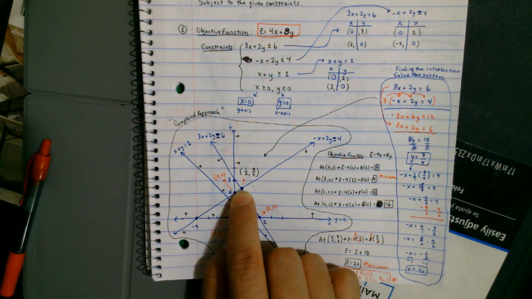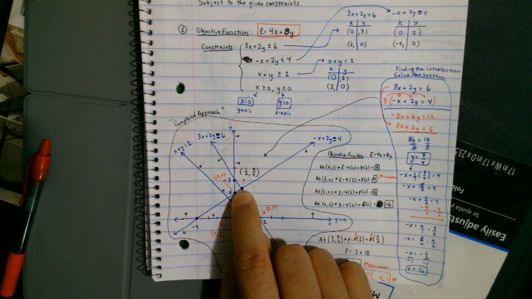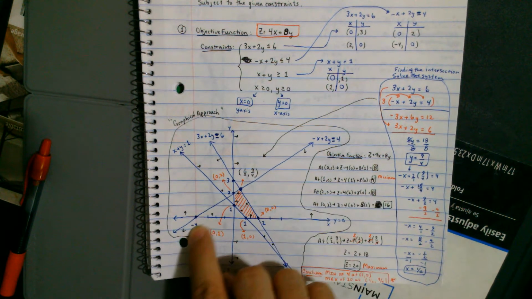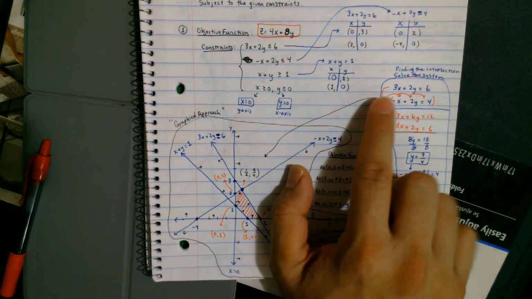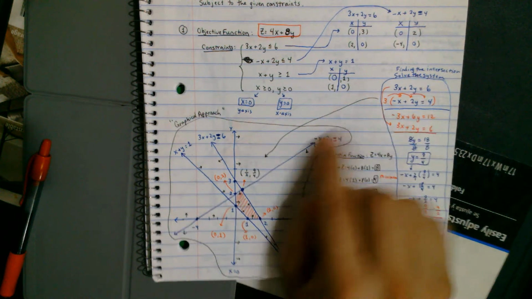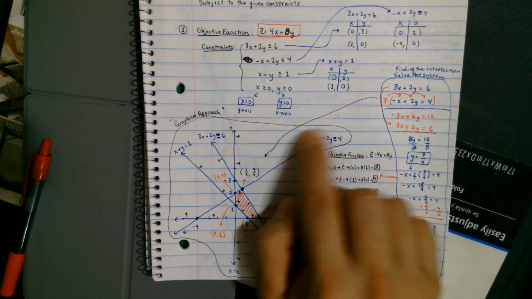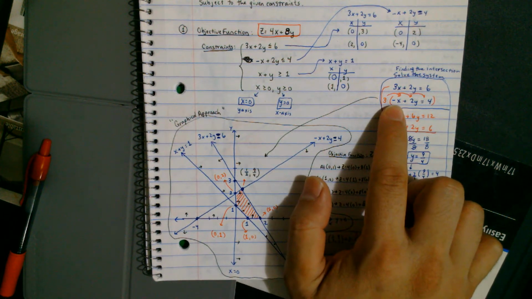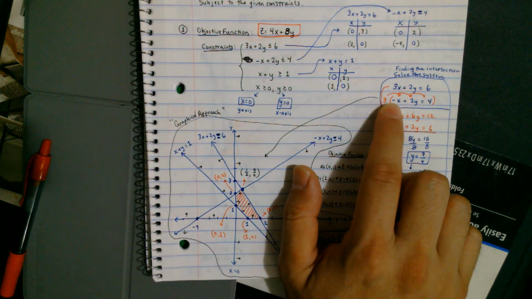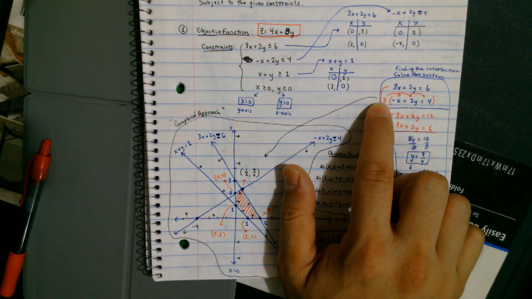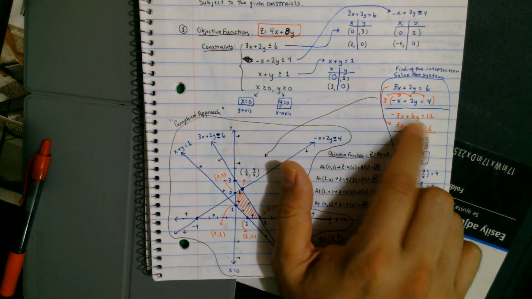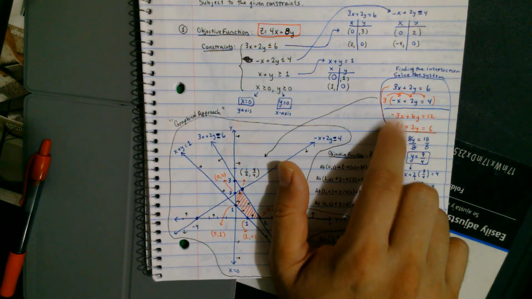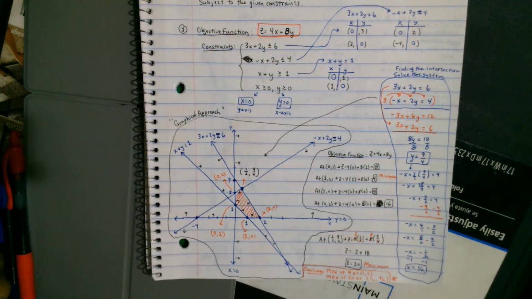But now this point is where the line negative x plus 2y equals 4 intersects 3x plus 2y equals 6. So I'm up here and I want to figure out what that intersection point is. So I'm going to cancel x's. I'm going to multiply both sides of the second equation by 3. So I get negative 3x plus 6y equals 12. In doing so, I cancel the x's here. So I'm going to go ahead and put that in.